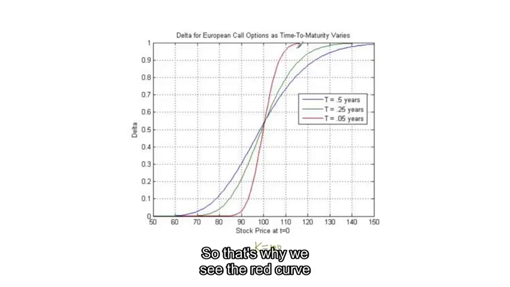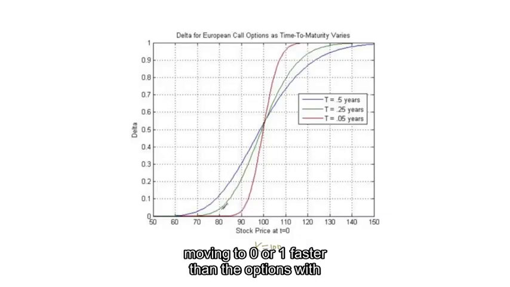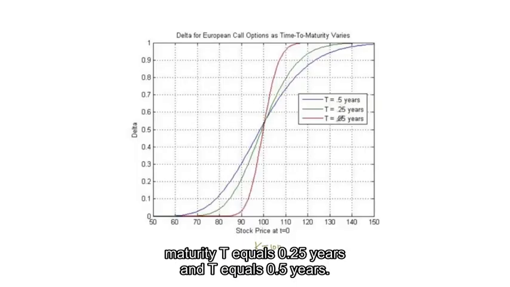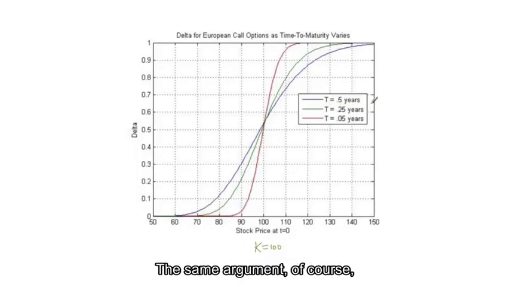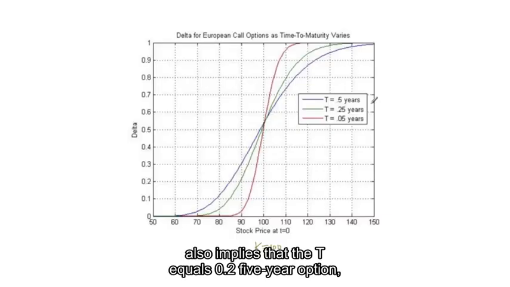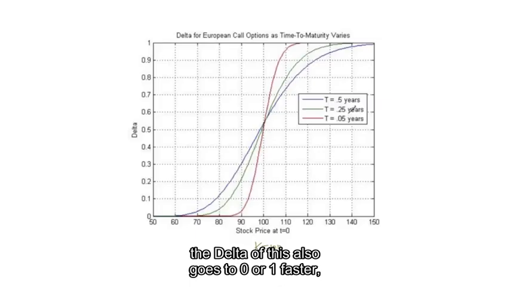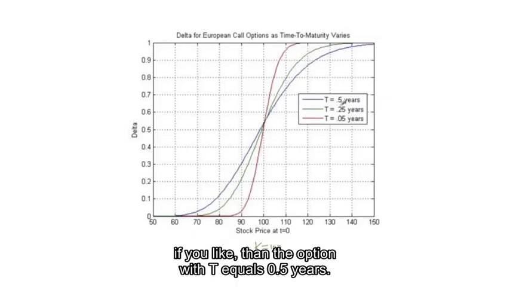And so that's why we see the red curve corresponding to T equals 0.05 years moving to 0 or 1 faster than the options with maturity T equals 0.25 years and T equals 0.5 years. And the same argument, of course, also implies that the delta of the T equals 0.25 year option also goes to 0 or 1 faster, if you like, than the option with T equals 0.5 years.